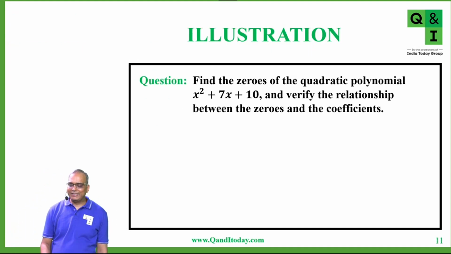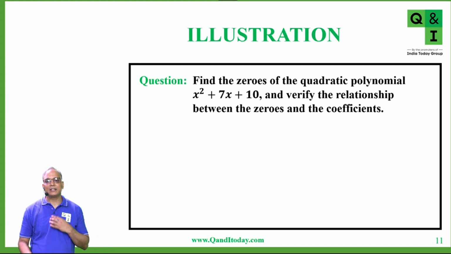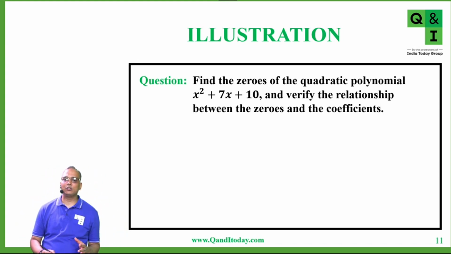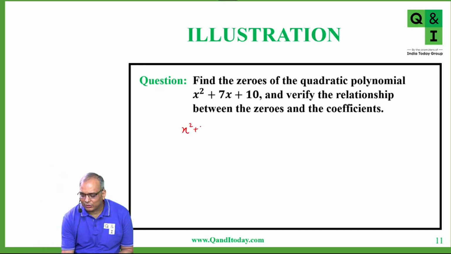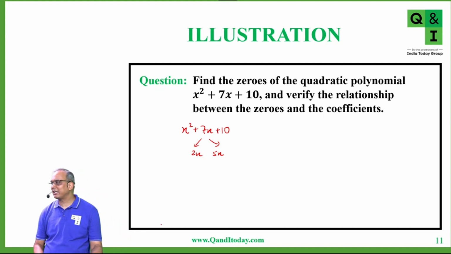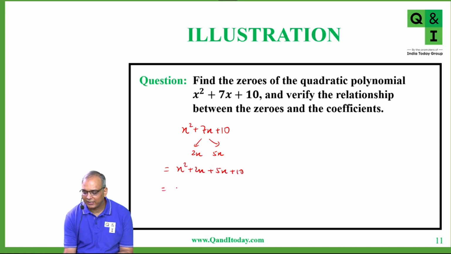Now find the zeros of the quadratic polynomial x square plus 7x plus 10 and verify the relationship between zeros and coefficient. So we have to find the zeros. To find the zeros, we will first factorize it by splitting the middle term. So we have x square plus 7x plus 10. If we split the middle term, we know that we can split it as 2x and 5x. The sum is 7x and the product is 10, 2 into 5. So we can write this as x square plus 2x plus 5x plus 10. We can take x as common, you will have x plus 2. Here you can take 5 as common, you will have x plus 2. So this can be factorized as x plus 5 into x plus 2.